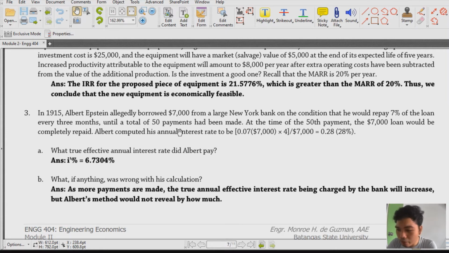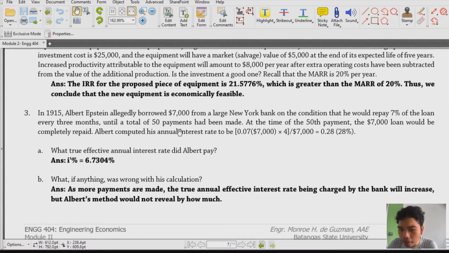Now, we have to emphasize here na yung ating interest rate ay... sige, ituloy muna natin. At the time of the 50th payment, the 7,000 loan would be completely repaid. Albert computed this annual interest rate to be, so the computation is given, and then that is 28%. So, what true effective annual interest rate did Albert pay?